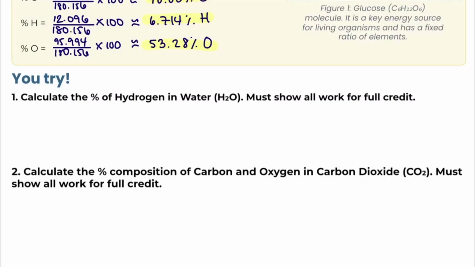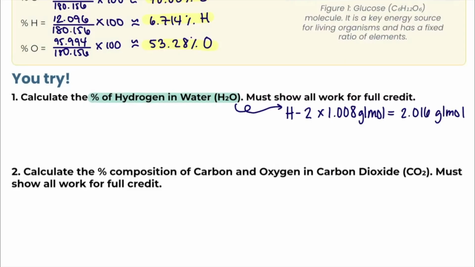So in this question, they're asking us to calculate the percent of hydrogen in H2O. So the first thing you want to do is find the molar mass of hydrogen in H2O and then find the molar mass of water. So the mass of hydrogen is, we have 2 hydrogens present here times the molar mass, which is 1.008, and we end up getting 2.016 grams per mole of hydrogen. So that's essentially our numerator here. That's what we're trying to find, the percent of hydrogen in this sample.